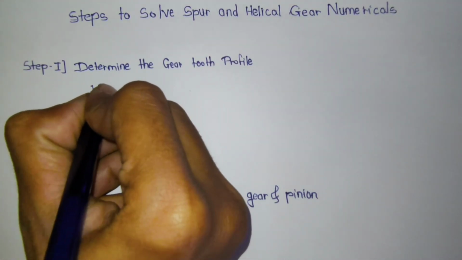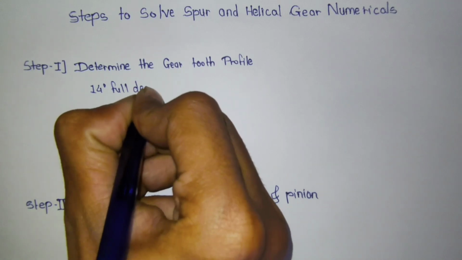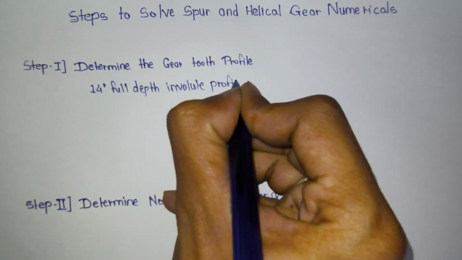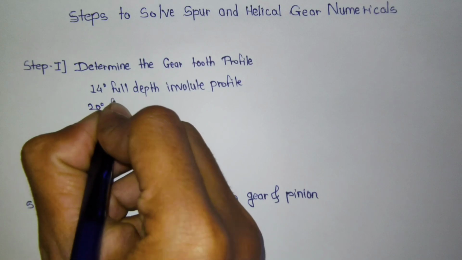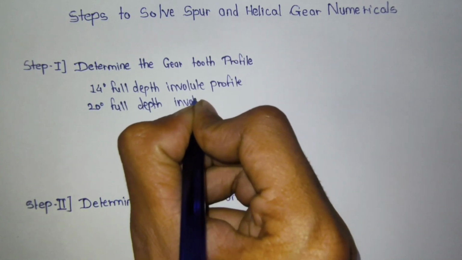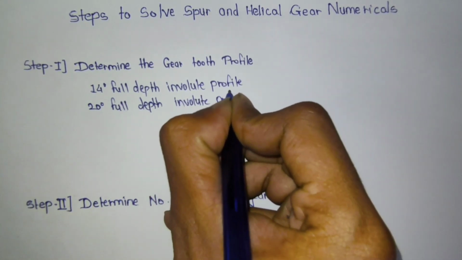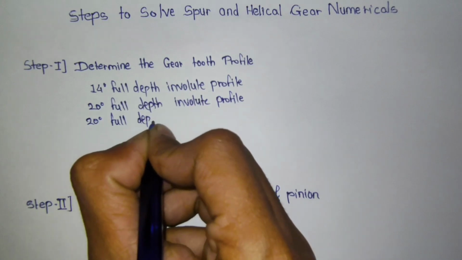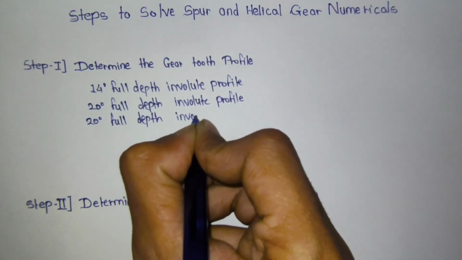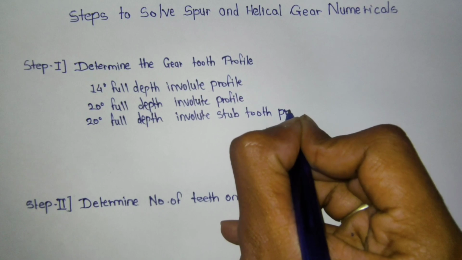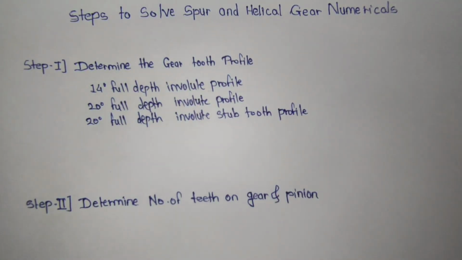First, 14-degree full depth involute profile. Second is 20-degree full depth involute profile. And third is 20-degree full depth involute stub tooth profile. These are the three types of tooth profiles which are given in the PSG data book.